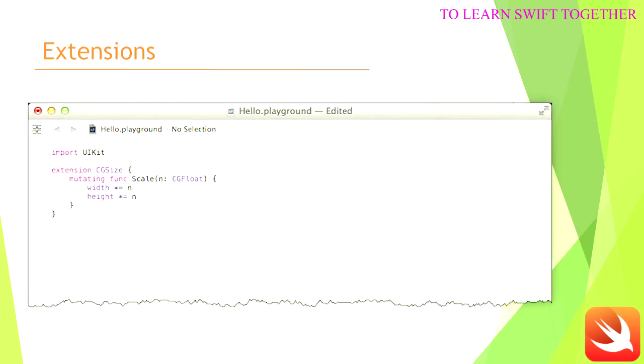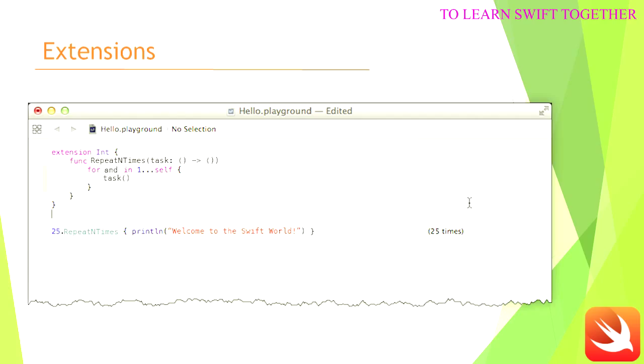Of course, we can add extensions to existing types, both from Swift and Objective-C. In the example, we can see an extension which is very similar to the one shown before, but defined for the CGSize type. Another interesting example is an Int type extension with repeat n times, which repeats the given task exactly n times. In our example, the text Welcome to the World of Swift will be displayed 25 times.